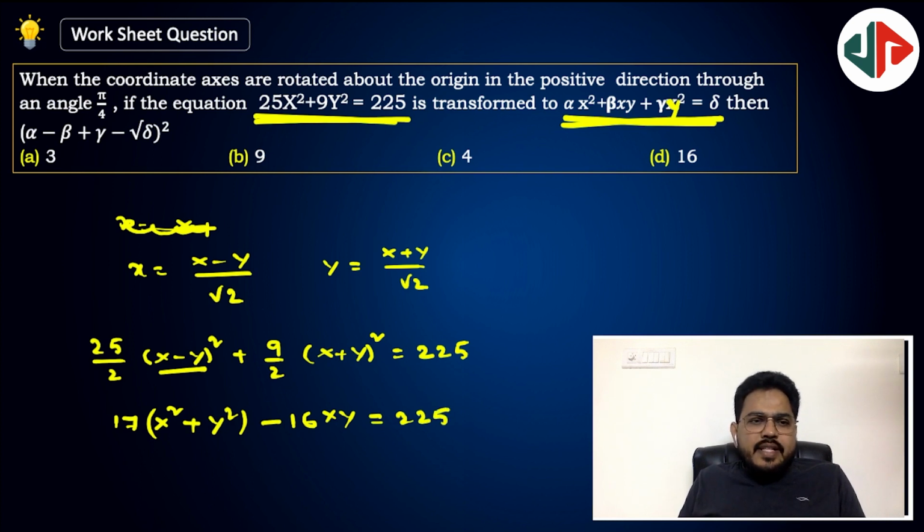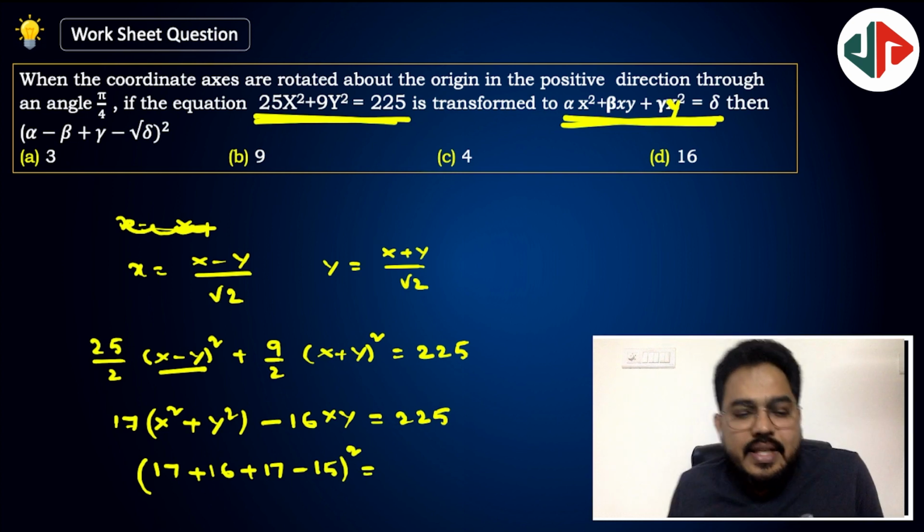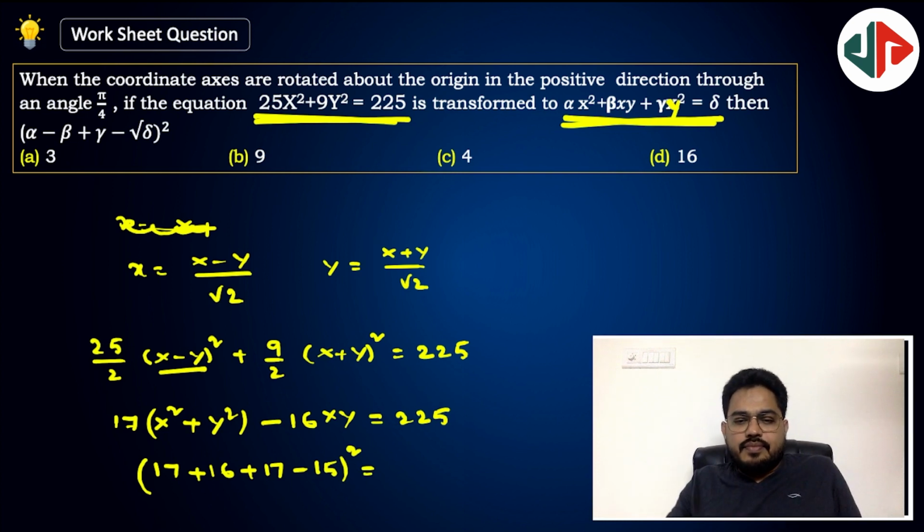So alpha is 17, beta is minus 16, so plus 16, plus gamma is 17, and minus root delta is 15 whole square is equal to, okay. So I think, just a minute.